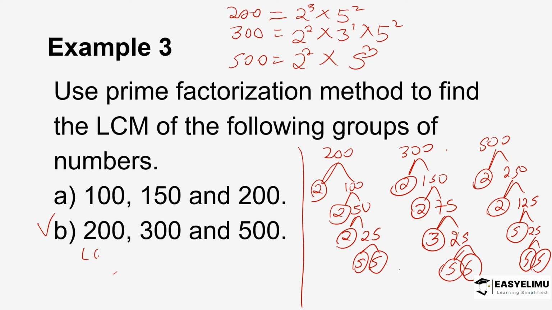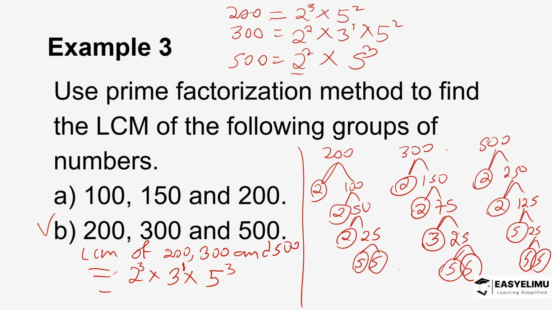So in finding the LCM of 200, 300, and 500, we pick all the prime factors. We start with 2, then there is 3 there, and then there is 5. So you pick the highest power of each. So 2 highest power is 3, 2 power 2, 2 power 2, 2 power 3 is the highest. Then 3 again, the highest power is 1, and 5 again, the highest power is 3. So this again, if you simplify it, you'll have 8 by 3 by 125. 5 raised to power 3 is 125.